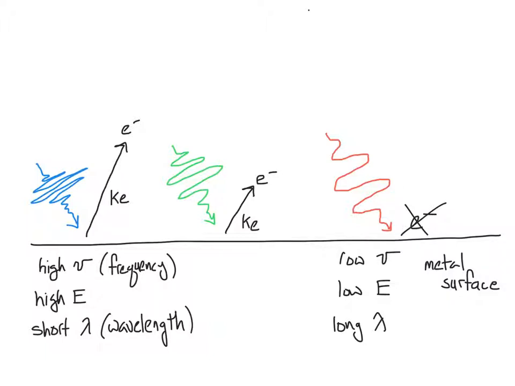The final observation or takeaway is that no electrons are emitted unless the frequency of light is above a given threshold. That threshold is what we call the binding energy, or W.